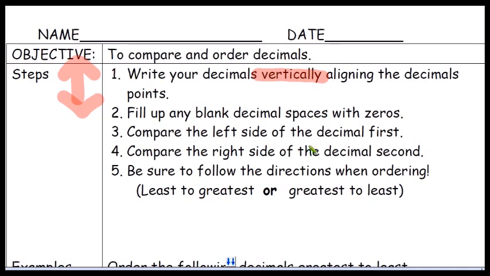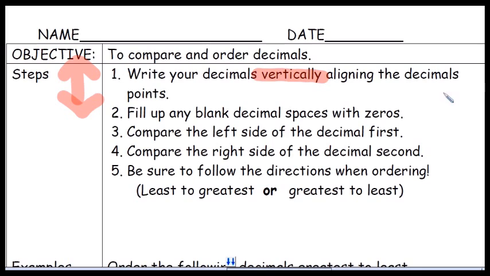Then we're going to compare the left side of the decimal first. Then we're going to compare the right side of the decimal second. And be sure to follow the directions when ordering. In other words, we're going to put them from least to greatest, or from greatest to least. Okay, so we're going to do that right now.